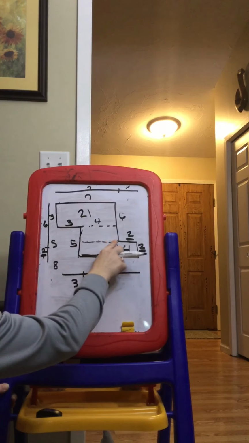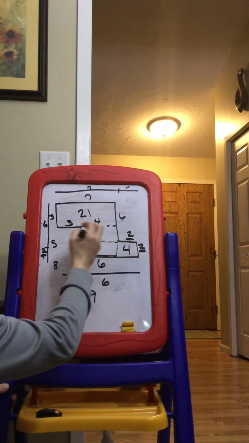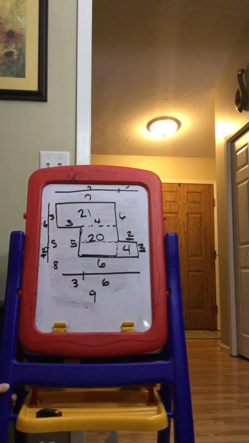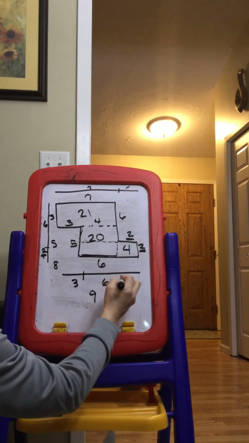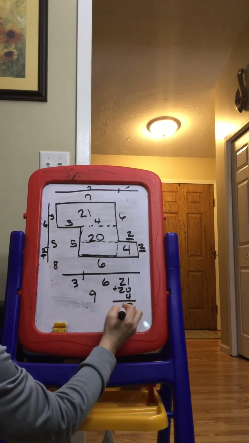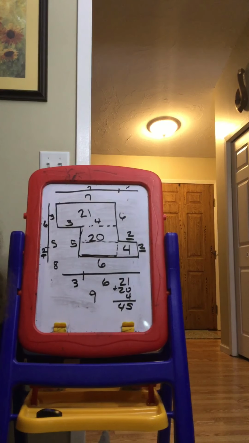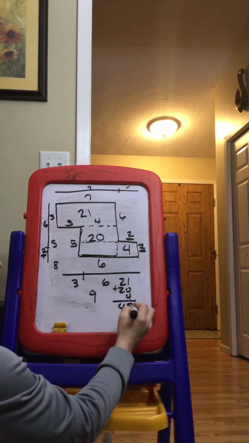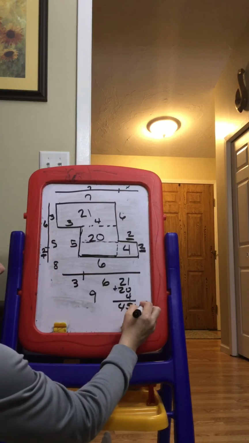So now, the product of 5 and 4 is 20, and now we need to add 21 plus 20 plus 4, which is 45 yards squared.